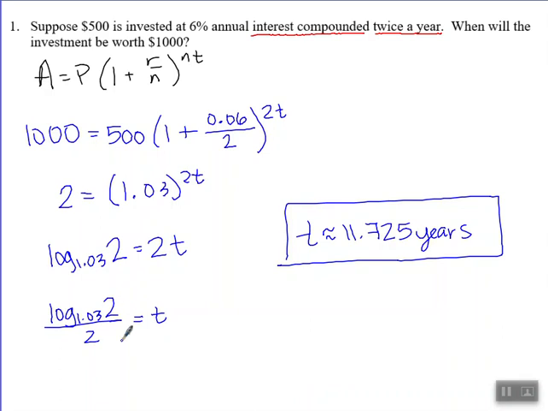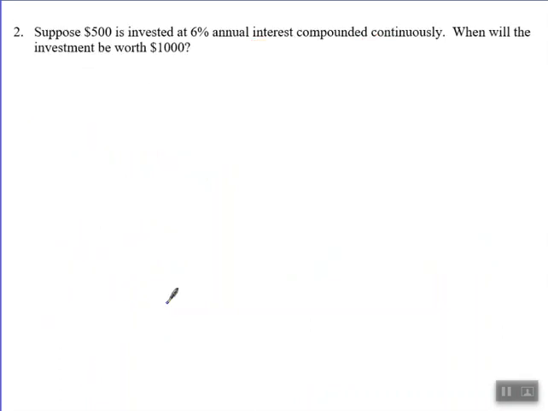Let's look at another example. Suppose $500 is invested at 6% annual interest compounding continuously. When will the investment be worth $1,000? So this is almost identical to the previous problem, except that our interest is compounded continuously. So we want to use the continuous compounding interest formula.